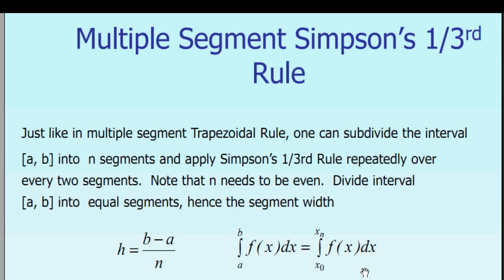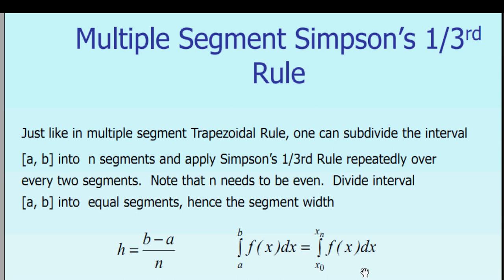But it is not always the case that we need to divide the interval into only two segments. Many a time I need to divide the interval into many parts. Let's say I want to divide my interval a to b into n segments, then I want to apply the 1/3rd rule. So let's try to understand how it works and what is the final formula. Actually we are interested in the final formula, so let's see.